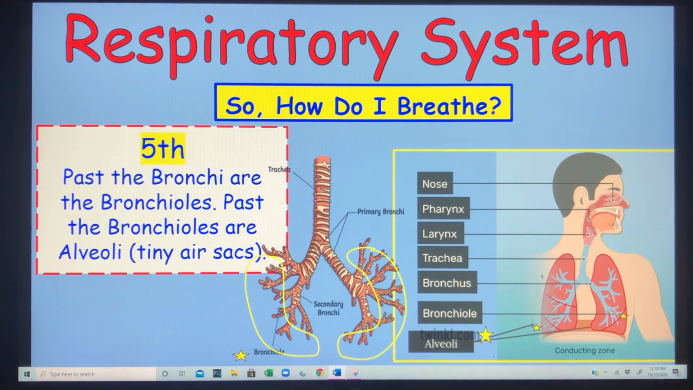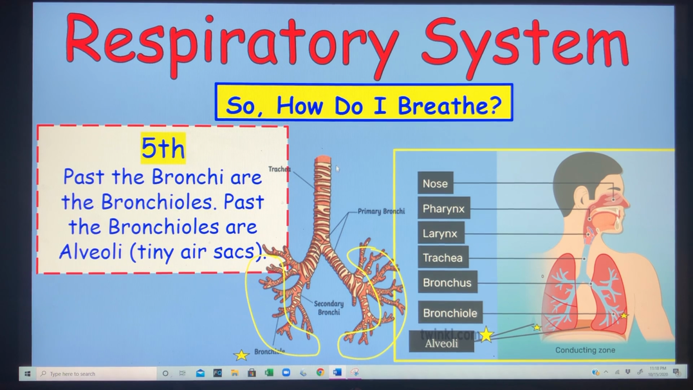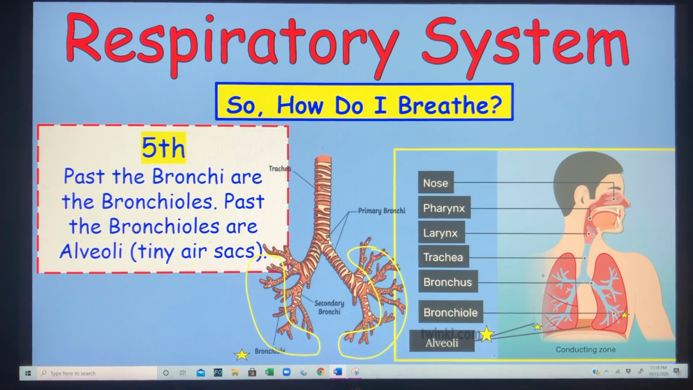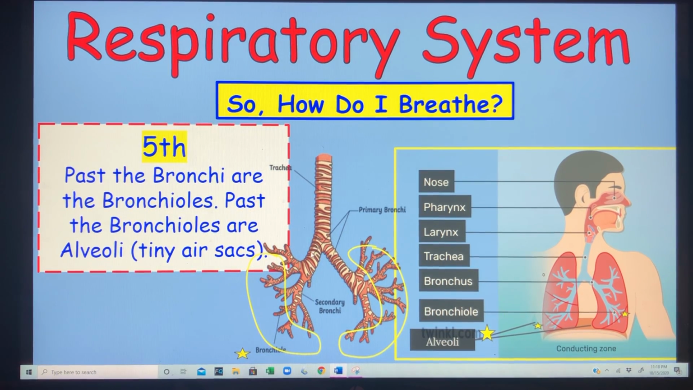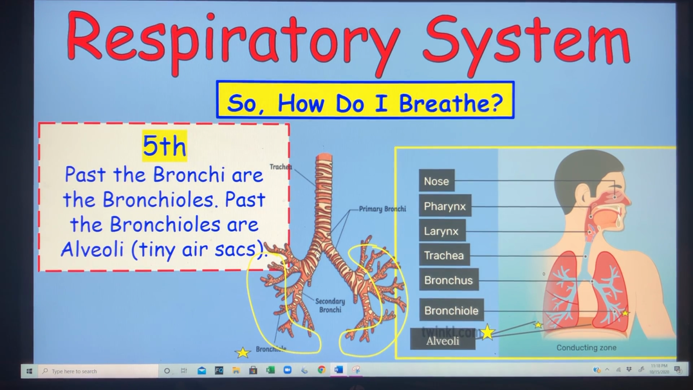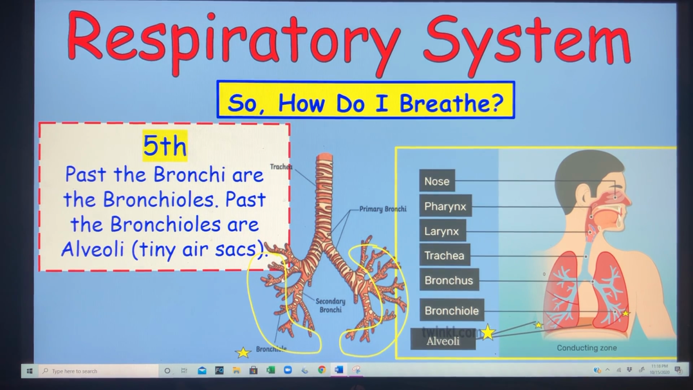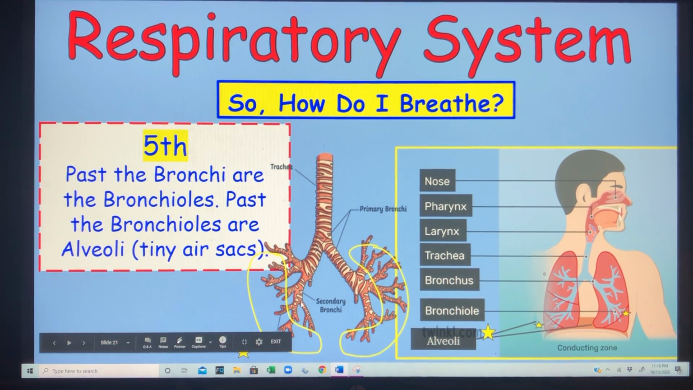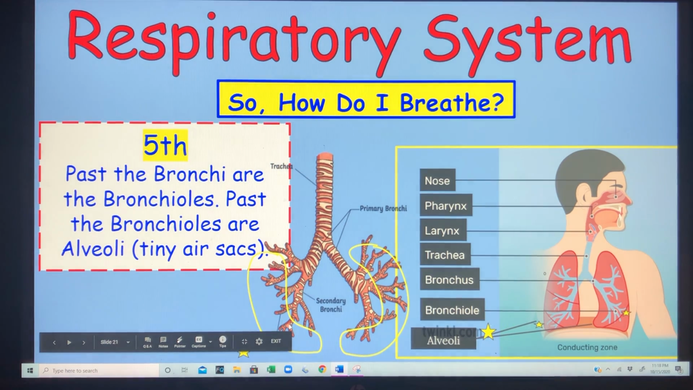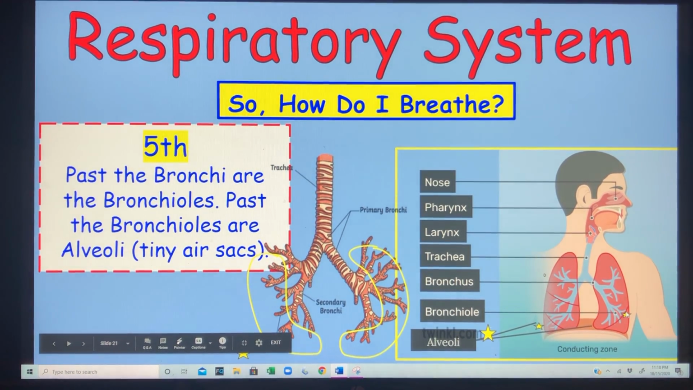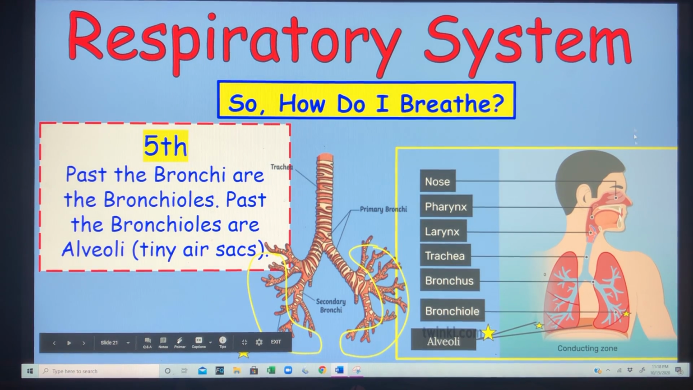So again, we have our trachea here that is also known as our windpipe, and it breaks off into two branches, the bronchi, one on the right side and one on the left side. And then these tree branches that come off, they even look like limbs and sticks. Those are the bronchioles. And then at the very end of the bronchioles, there are these tiny little circle air sacs, and those are called alveoli. On the right-hand side of the screen, I've put some stars where the alveoli would be located.